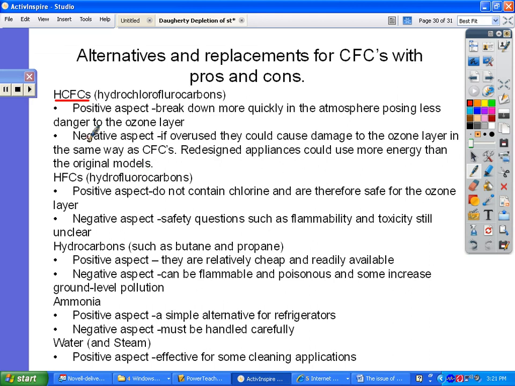So if you have appliances that are now using these in place of CFCs, they might actually use more energy. So now we're contributing to other environmental issues. Second alternative is called an HFC, hydrofluorocarbons. Positive aspect here is that they do not contain chlorine and are therefore safe for the ozone layer, so they don't have that creepy chlorine that stays up there and messes up all sorts of ozone. Negative aspect is that you have safety questions like, is it too flammable? Is it toxic? We don't know.